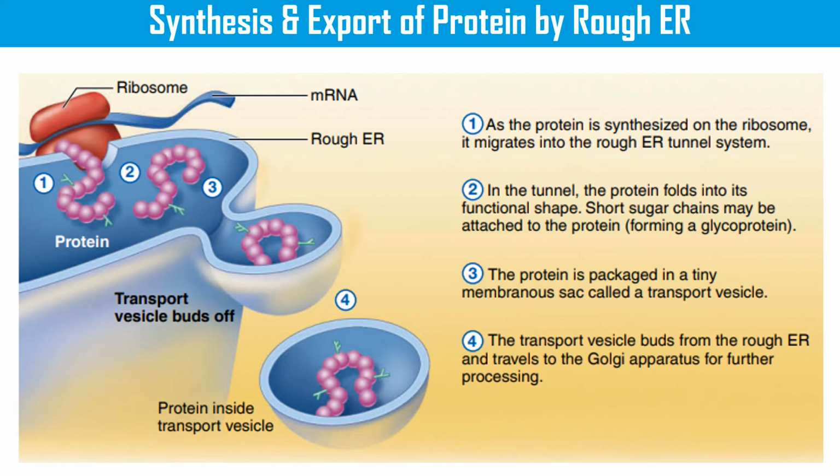Short sugar chains may be attached to the protein, form a glycoprotein. The protein is packaged in a tiny membranous sac called a transport vesicle, and then the transport vesicle buds from the rough ER and travels to the Golgi apparatus for the further processing.